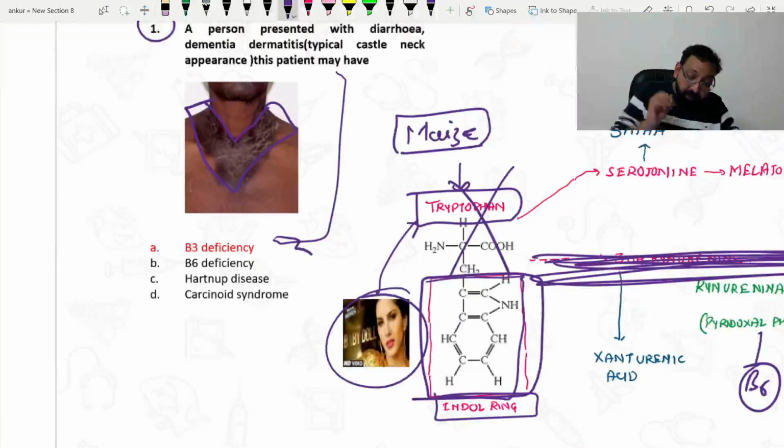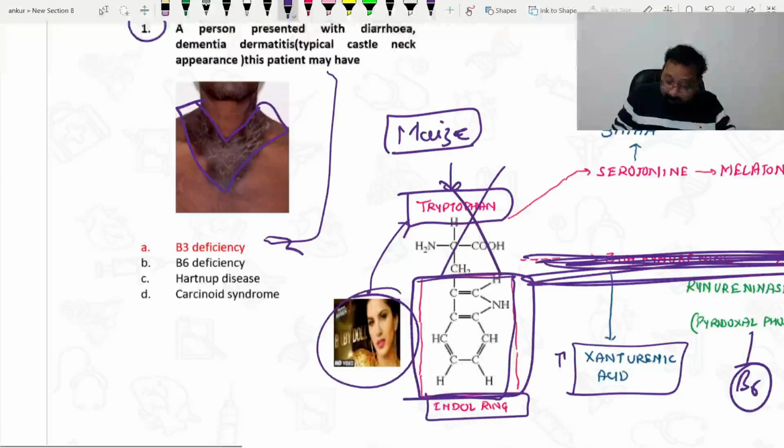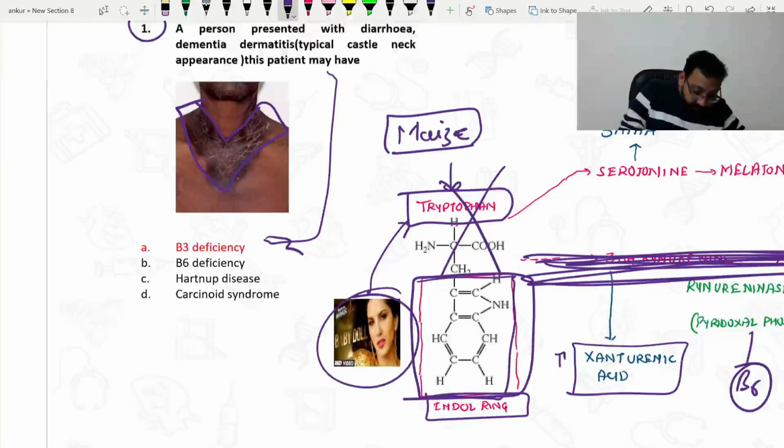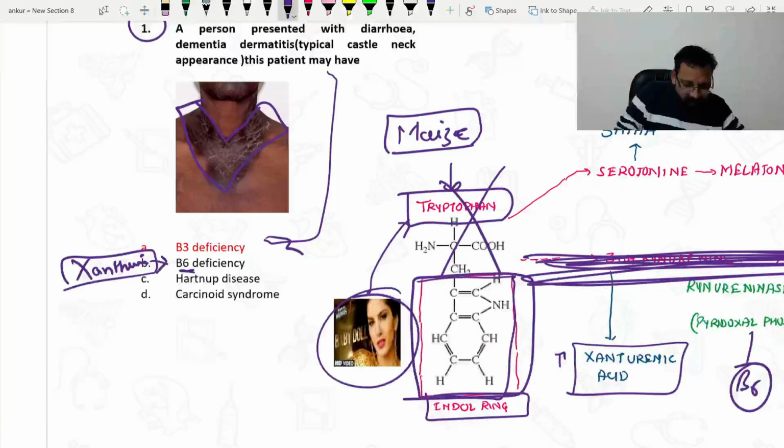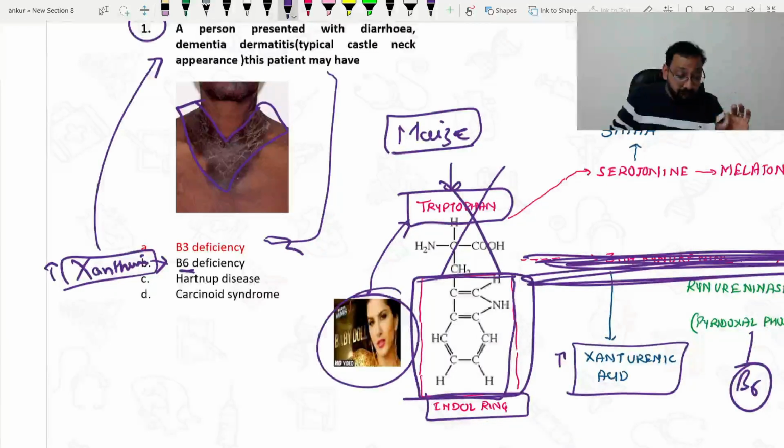In the same question, if they give that xanthurenic acid is increased, what I said, make a mnemonic here: xanthurenic acid increased means B6 is deficient. Same question, they gave xanthurenic acid is increased, the answer would be B6 deficiency.